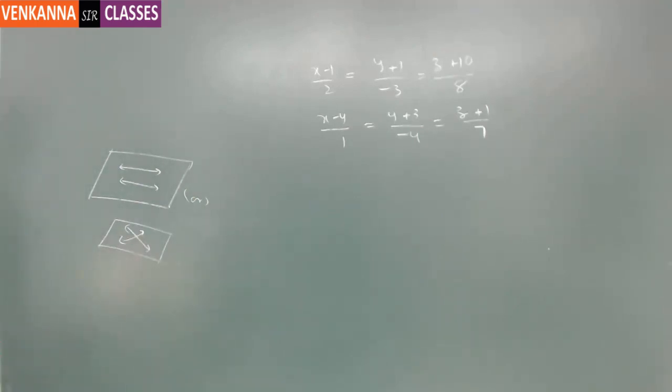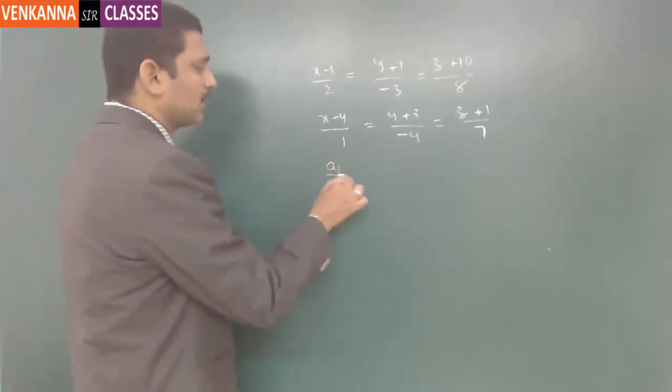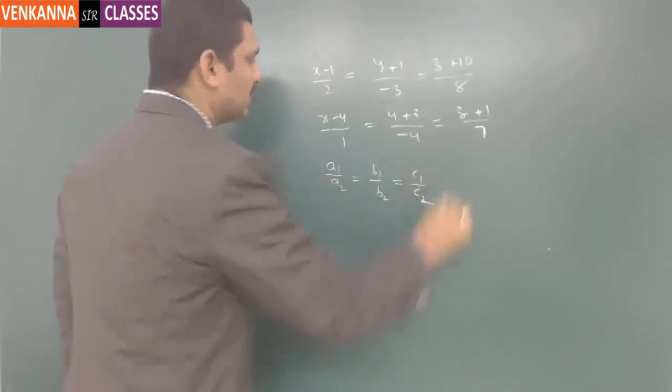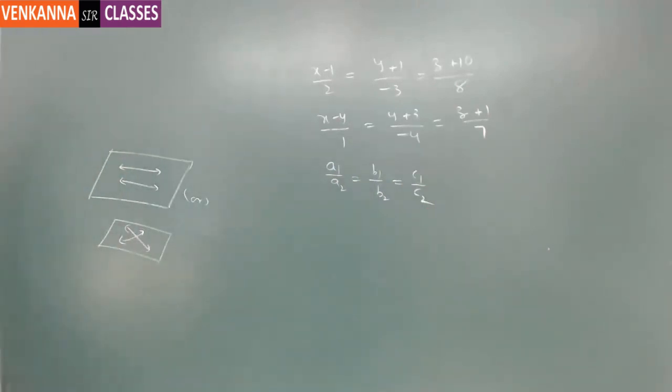So if you say that the two lines are coplanar, obviously the two must be either parallel or intersecting if they belong to the same plane. That was the property. Now if you observe the DRs of the two lines, are they parallel? That means, are they satisfying the condition that A1 by A2 is equal to B1 by B2 is equal to C1 by C2? If the DRs satisfy that condition, they are parallel.